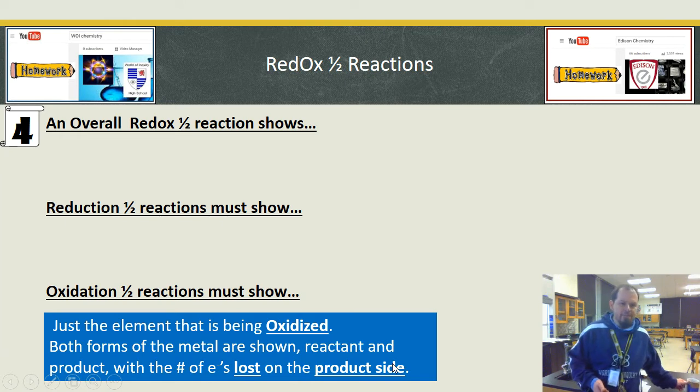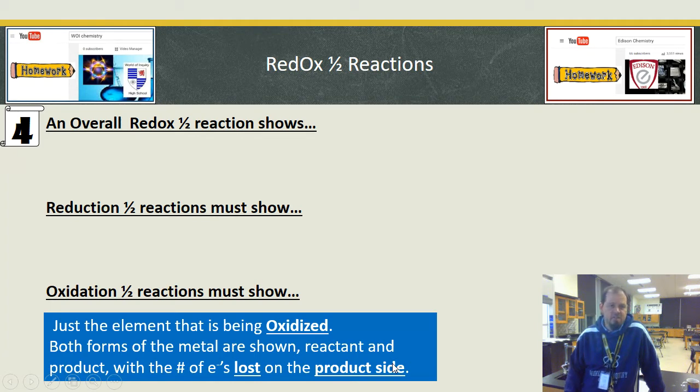Oxidation is equal and opposite. So of course, just the elements that are being oxidized. Both forms of the metal are shown. The product side has electrons. On oxidation, it's losing, just like when exothermic is losing, that heat is on the product side. Here, the electrons will be on the product side because they are losing.